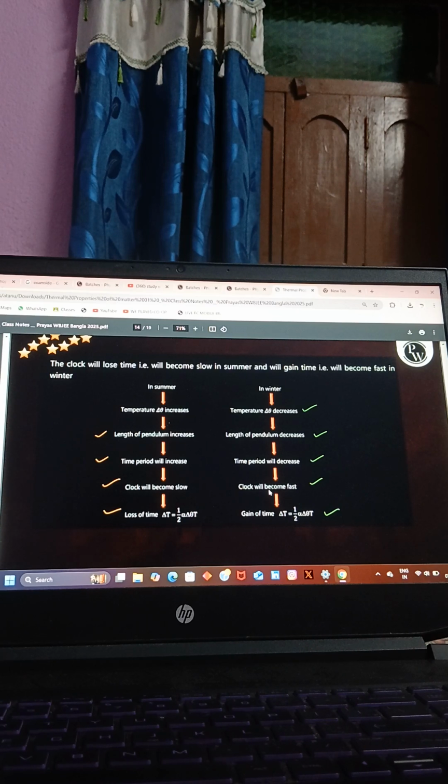So what is the definition of time period? A time period is the time that the second's sticks of the clock complete one revolution in half second. Okay.